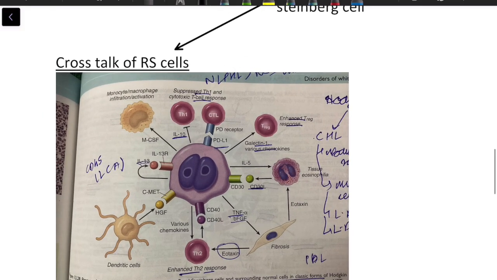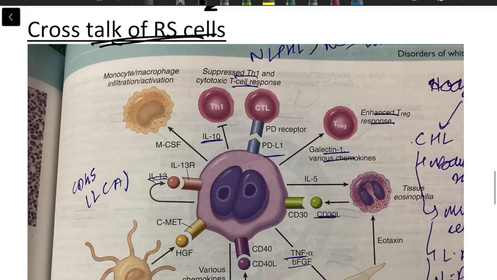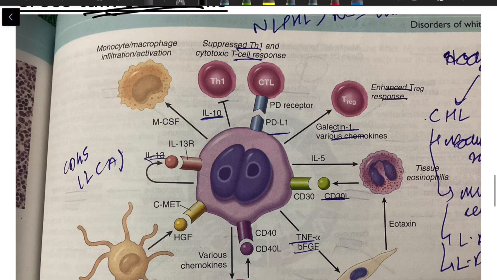So this image here shows how these Reed-Sternberg cells are very clever at evading the immune response and maintaining a harmony around all the cells so that they can be present there without any disturbance. This image has been taken from Robbins, and we see that they secrete interleukin 10, which suppresses the T helper type 1 responses, and they also secrete the PD-L1 ligand, which suppresses the cytotoxic T cells and prevents them from killing this tumor cell.